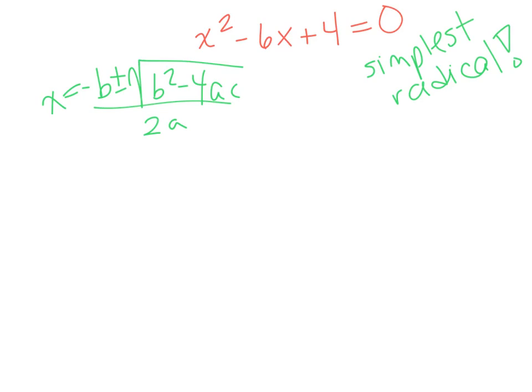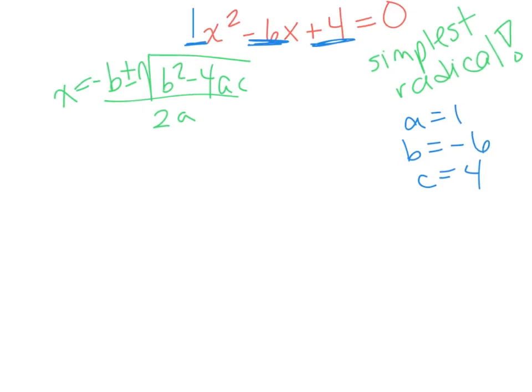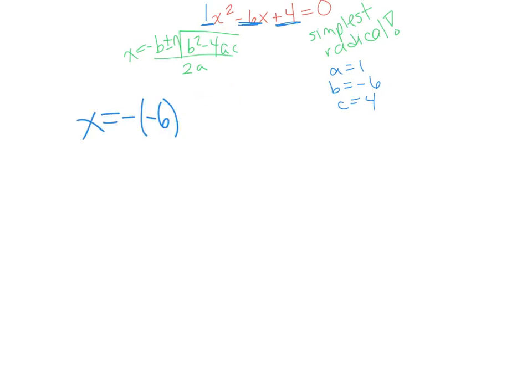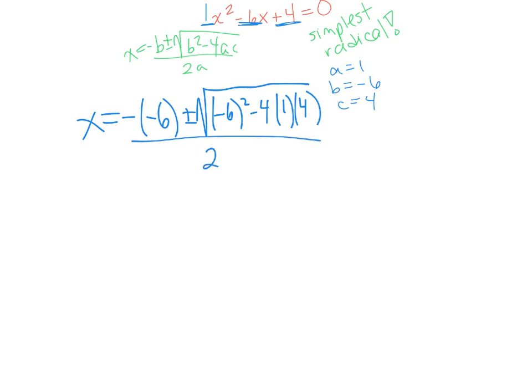So let's do it. I'm going to replace a, b, and c with my following values. A is just going to be 1. B is negative 6. And c is positive 4. So let's see what happens when I put this in the formula. I'm just going to make this a little smaller so we have some room. I have x equals negative 6. Then we have plus or minus the square root. I have negative 6 squared minus 4 times 1 times 4 all over 2 times 1.